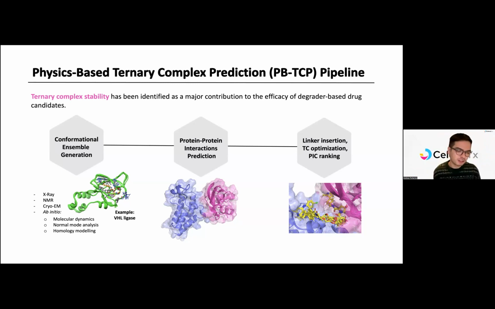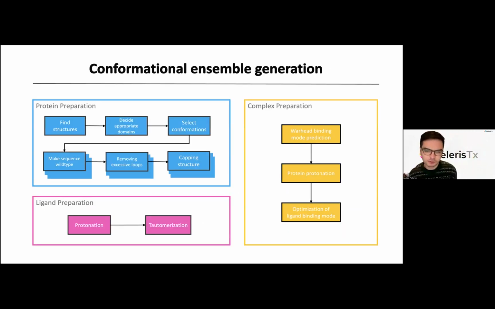Then for each of those conformational pairs, we run protein-protein interaction predictions, so protein-protein docking, in other words. And we take those results and filter them. And then the third stage is running linker insertion on those PPI pairs, optimizing the complex, and energy scoring and ranking of the compounds. So just a bit of detail on each of those 3 stages.